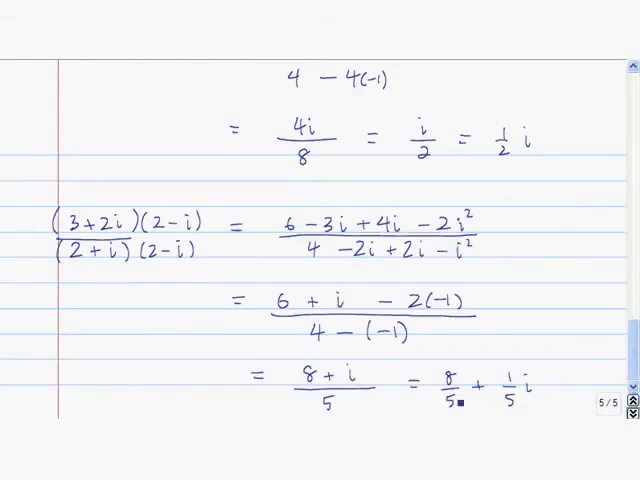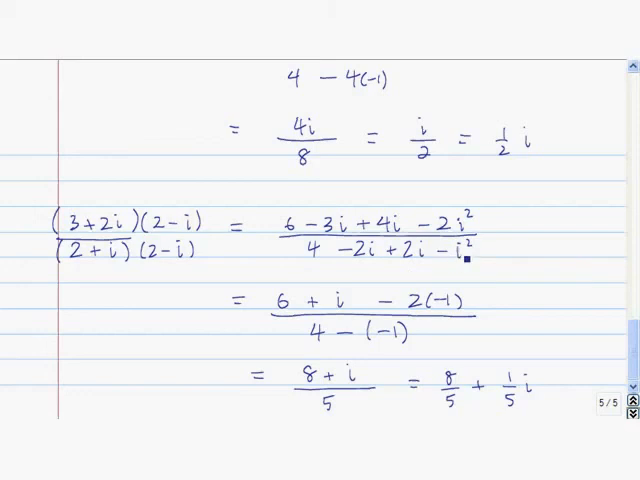Okay, so for your answer, you should have gotten 8/5 plus 1/5 i. So if we FOIL the numerator, we get this quantity. If we FOIL the denominator, we get this quantity. So then we replace i squared with -1 and combine these two pieces to get i. In the denominator, we see that the -2i and 2i cancel. As I said, they always will.